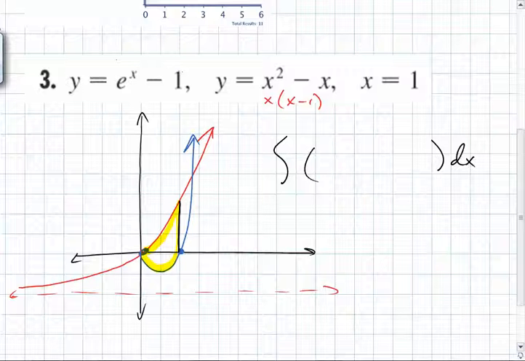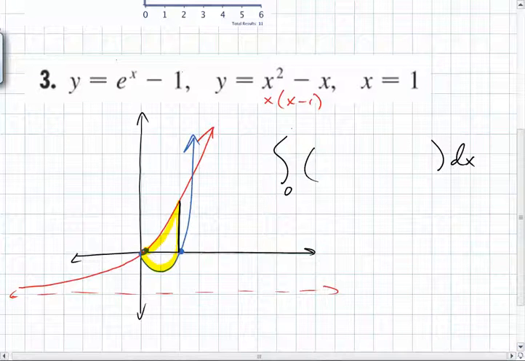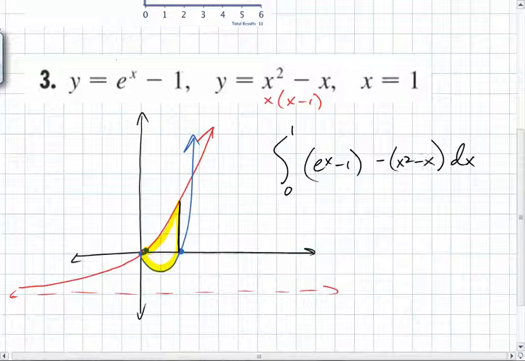And what's the leftmost or lower limit of integration? 0. And it's going to go to 1. What's the upper bound? E to the x minus 1. And what's the lower bound? X squared minus x. There it is.